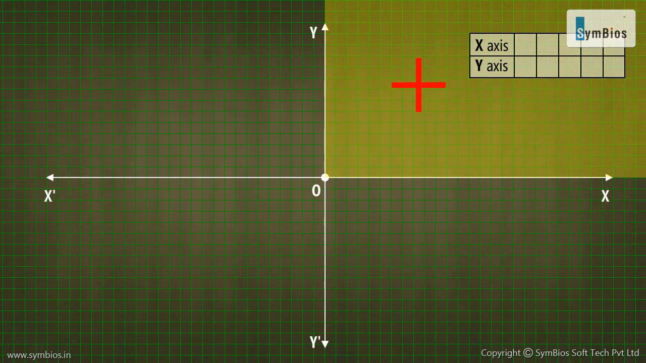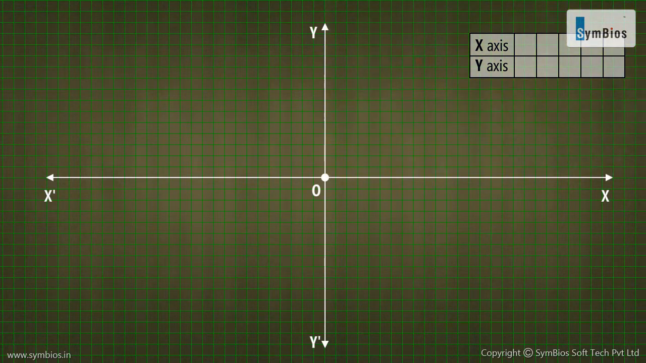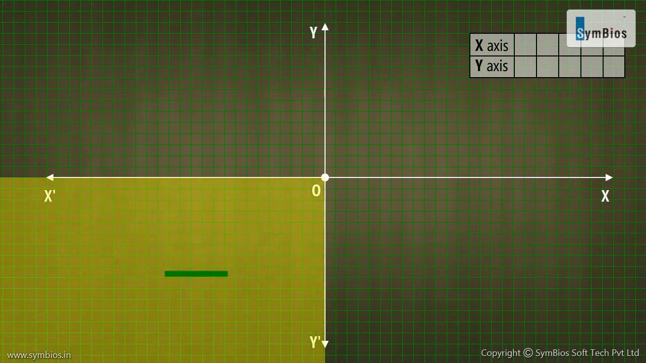While plotting a graph, all the positive quantities are plotted on the right and upwards of the origin. All the negative quantities are plotted on the left and downwards of the origin.